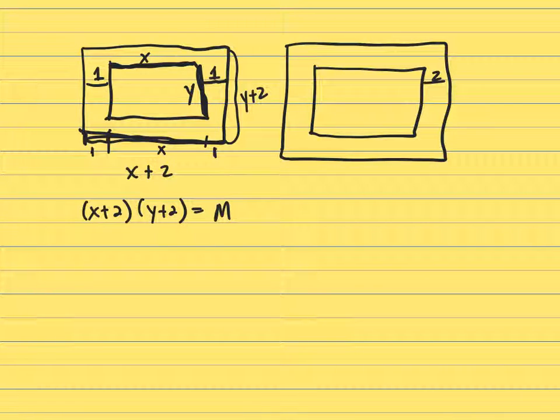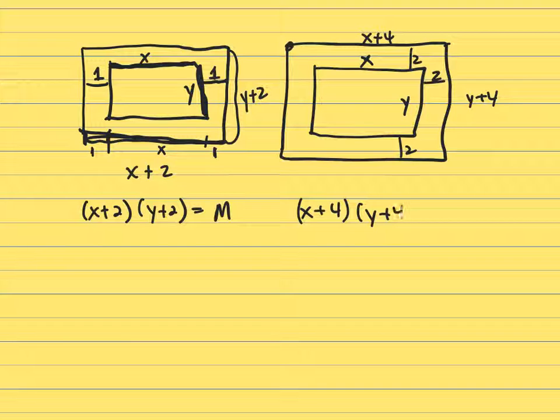Now, we've got the same photograph, but we increased the border to 2 inches. So let this be X, and this be Y. Of course, this is 2 inches, this is 2 inches. So this outside here would be Y plus 4, and this would be X plus 4, going from here to here. And we know that X plus 4 times Y plus 4 equals what? If you increase, the total area is M plus 52.